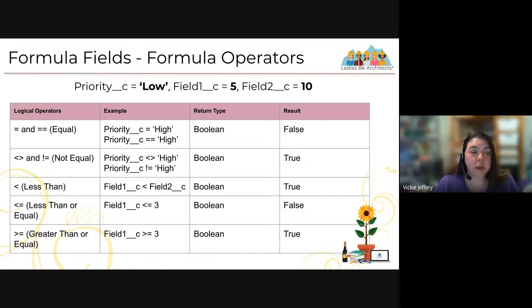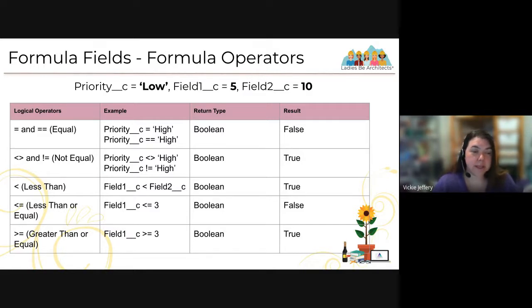I've got the not equal to. So again, you've got two options there. You've got the less than or greater than type bracket. And you've also got the exclamation mark and the equal sign, both of those equal not equals. And my example here is I'm saying the priority is not equal to high, and that's true because it's low.